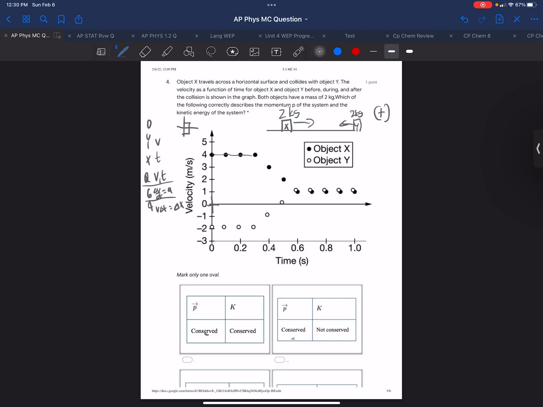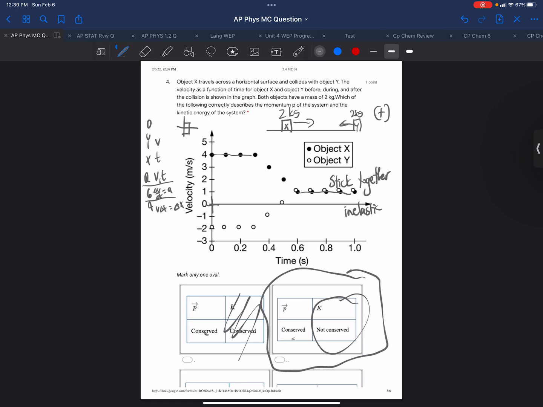Now, we might infer from this picture, and it says during and after a collision. So after a collision, they both have the same positive velocity. So just on the face of it, it looks like they stick together. And since they stick together, we call this an inelastic collision because kinetic energy is not conserved. We're looking at this one. So that's why this should be the right answer.